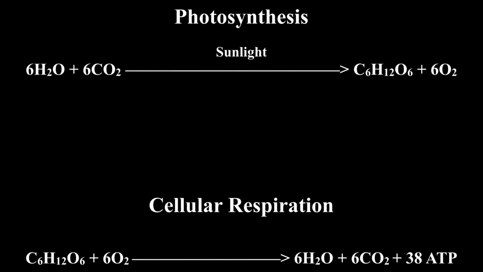Cellular respiration is a catabolic process in which glucose gets broken down into a usable form of energy, ATP. The chemical formula for cellular respiration, which occurs in the mitochondria of eukaryotic cells, is C6H12O6 plus 6O2 yields 6H2O plus 6CO2 plus 38 ATP. The number of ATP causes controversy, but we'll address that later.